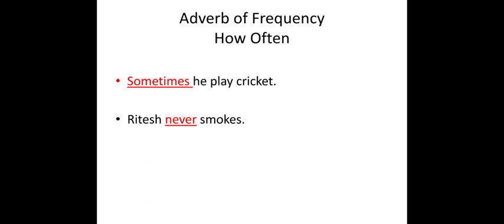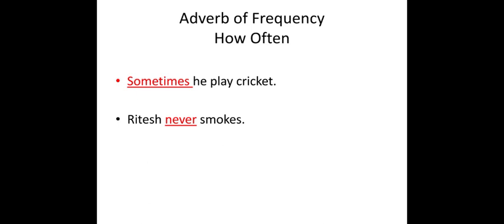The next one here also, Ritesh never smokes. Now here also the action is smokes. It is telling us about the subject Ritesh smoking. So how often does he smoke? What is the frequency of his smoking? That means by the word never we come to know that Ritesh never smokes. So it is telling us the frequency, that is how often.